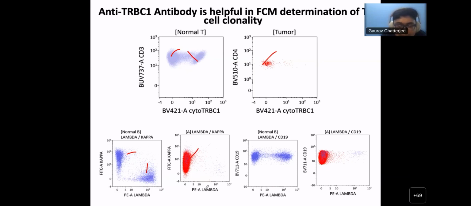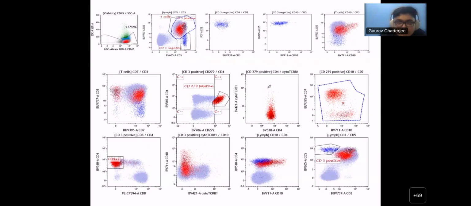But what if we did not have lambda? What we would have done is look only for kappa and say, okay, normal will be half positive, half negative, and abnormal will be either completely negative or completely positive. So that's the situation in TRBC1. Normal will be half positive and half negative, whereas abnormal will be either completely negative or completely positive. So in our case, it was completely negative, indicating that these T cells are clonal. They are definitely clonal.